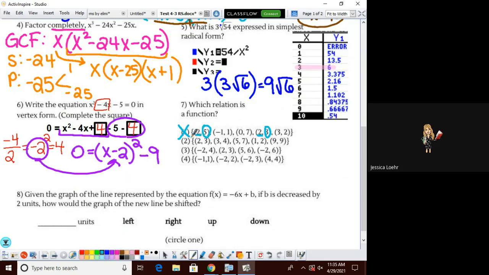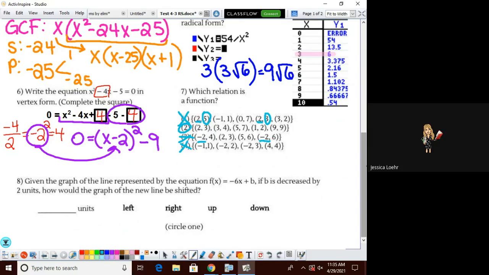Option 2, I have 2, 3, 5, 1, and 9. Those are all different inputs. So they all have their own output. So that's the answer. Option 3, negative 2, has 2 different outputs, 4 and 6. So that's not a function. Option 4, negative 2, again, has 2 different outputs, 3 and 2. So it can't be option 4. So that's why it's option 2.